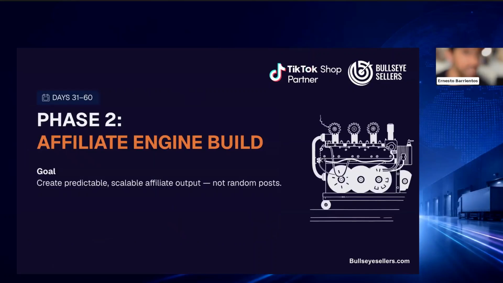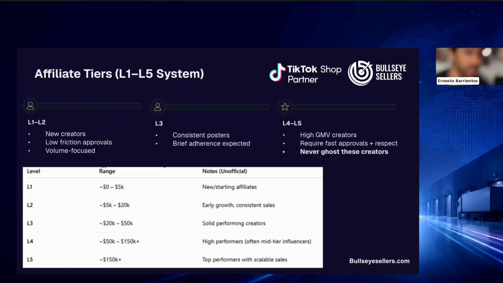Phase 2, affiliate engine build. So the goal is to create predictable, scalable affiliate output, not random posts. Okay, here it is. So there's different types of affiliates. There's L1 to L5. As a matter of fact, there's up to L8 affiliates selling over $1 million a month, but those are just a handful.